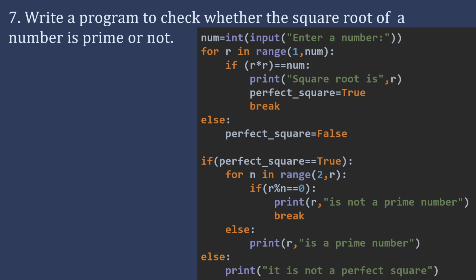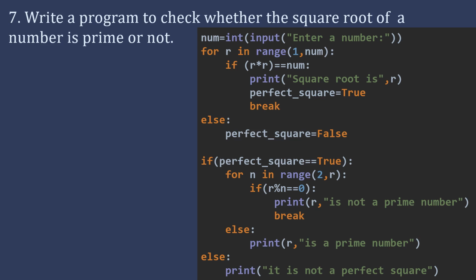Now we will check whether num is a perfect square or not. If it is, then what is its square root? So what logic will we put over here? We will start from 1 till that number and check: is there any number whose square gives us that particular number? So for r in range 1 to num, if r into r equals num, then it has to print that the square root is r.